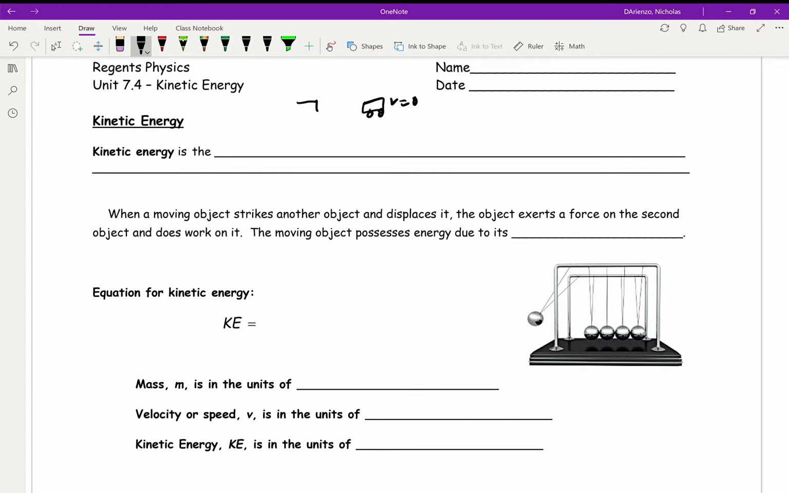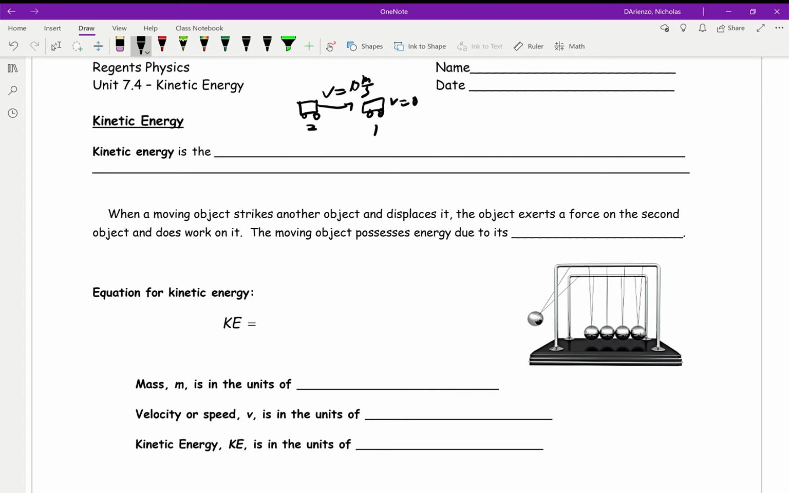If we have a car coming behind, moving at some velocity, we'll call this 10 meters per second, it's going to strike this car in front. We'll call that 1. We'll call the one behind here 2. Car 2 is going to strike car 1, and since car 2 is moving, it contains a certain amount of kinetic energy. Therefore, it's moving with some kind of force.